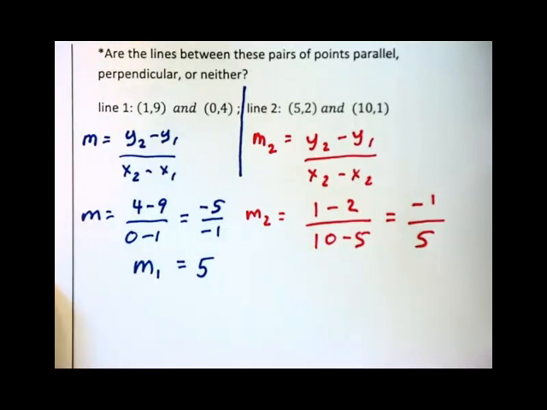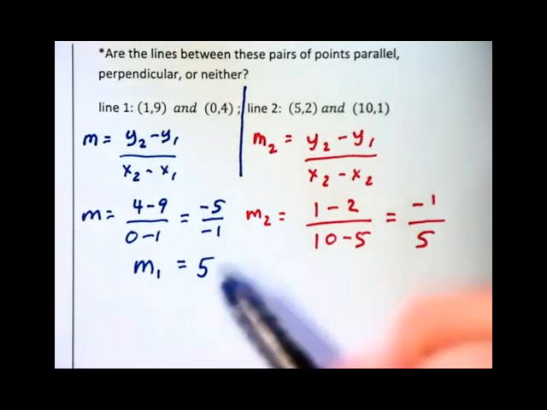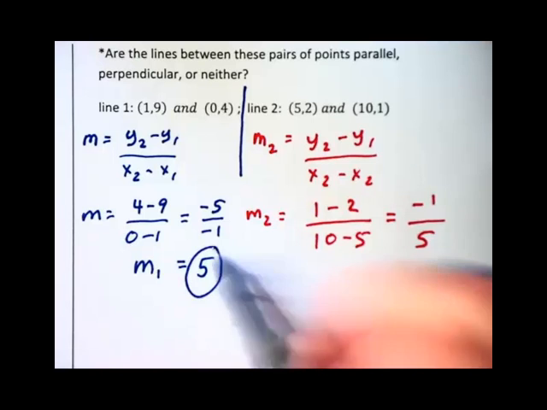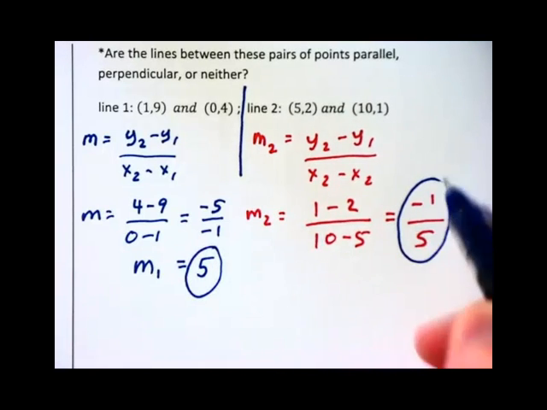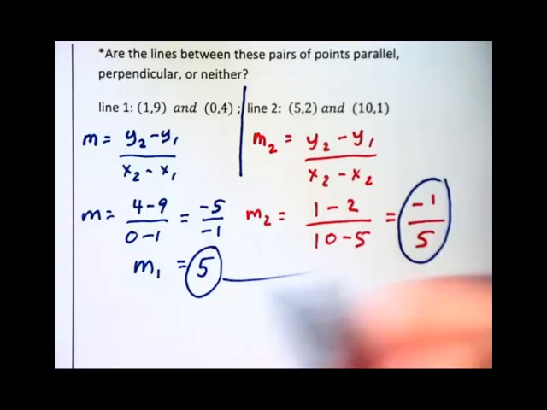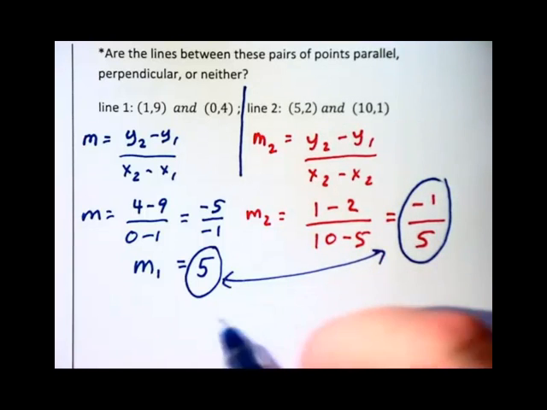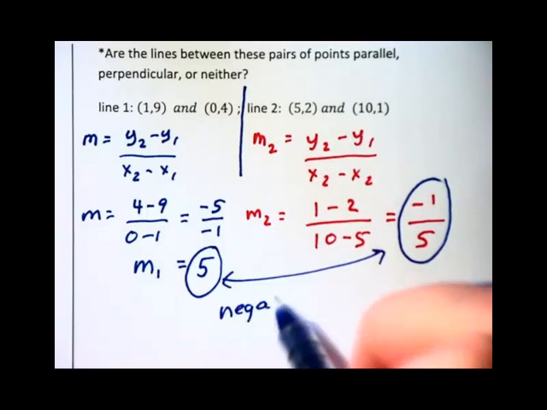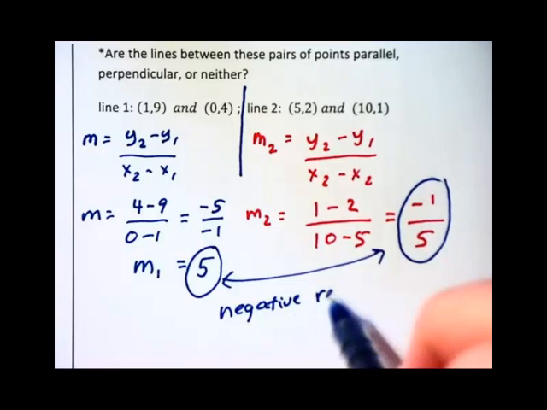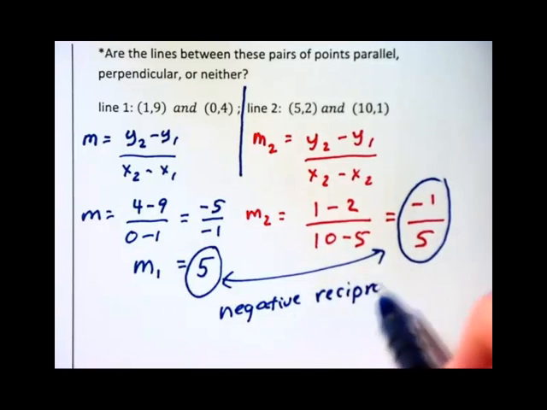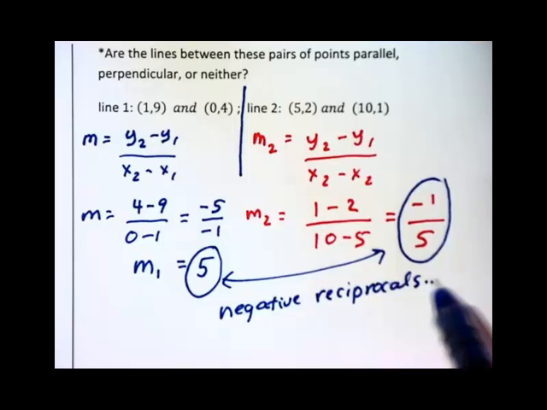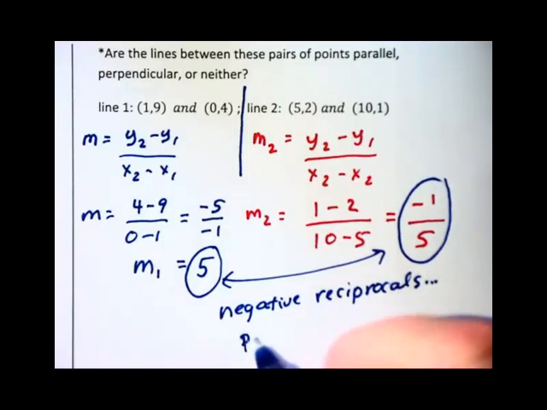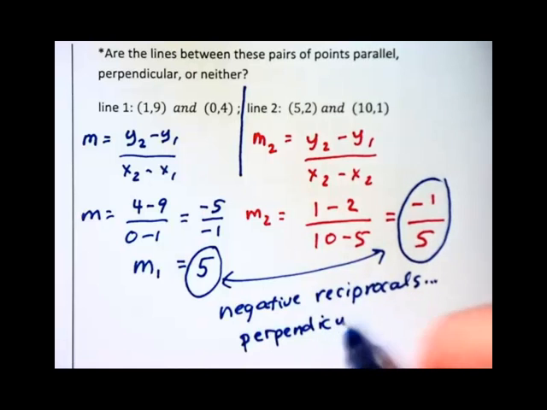Now we're going to compare the slopes. We have a slope of positive 5 and we have a slope of negative 1/5. Since these are negative reciprocals of each other, what does that tell us? That tells us that the lines are perpendicular. Okay, that's a key problem style.